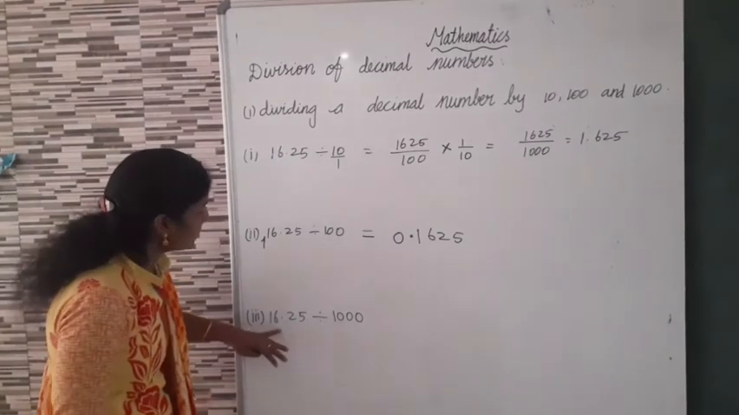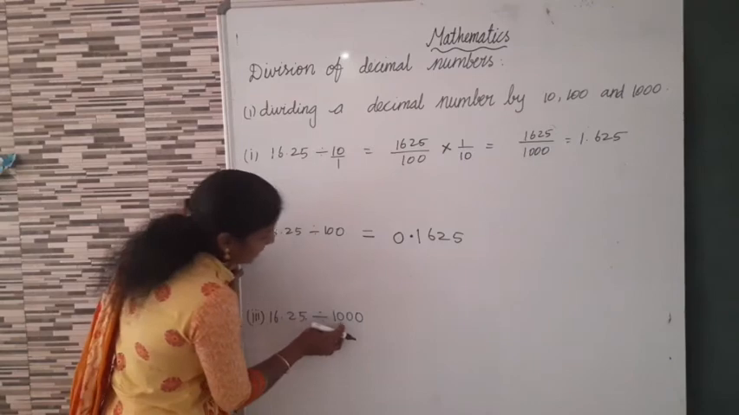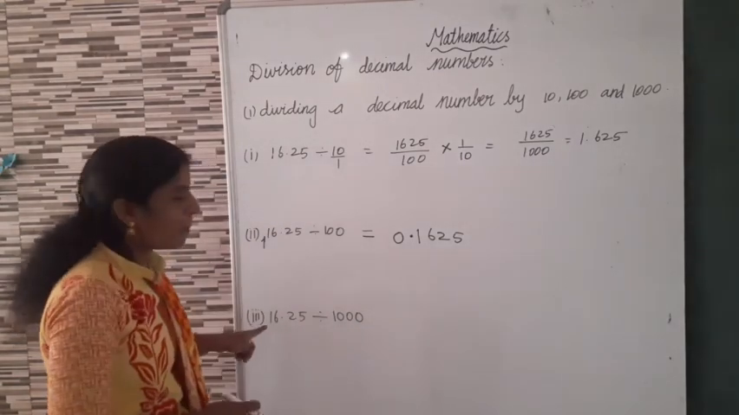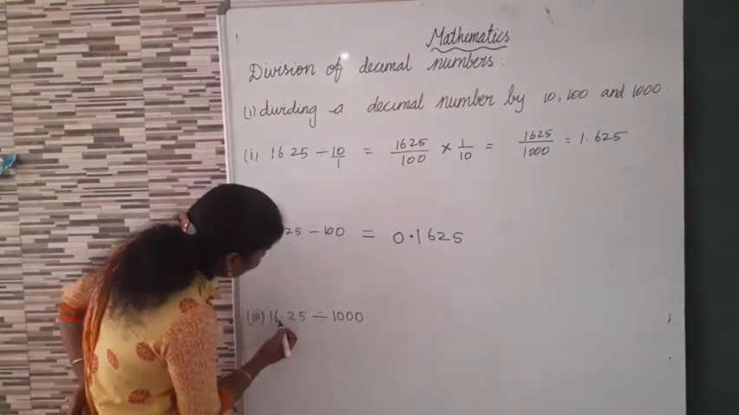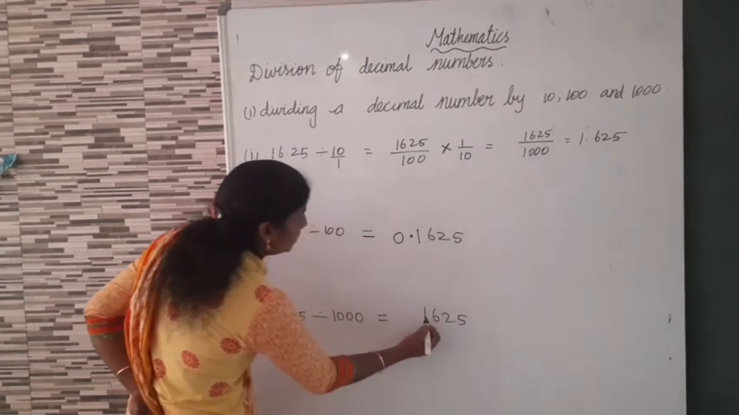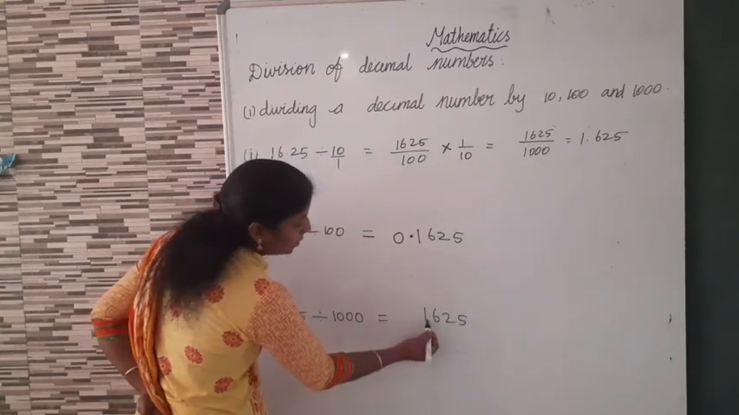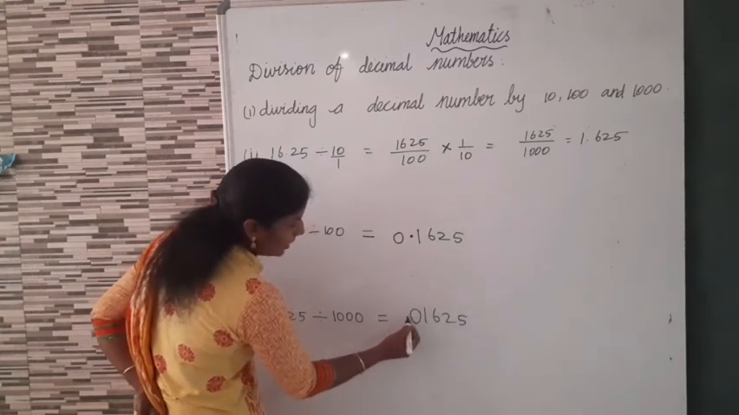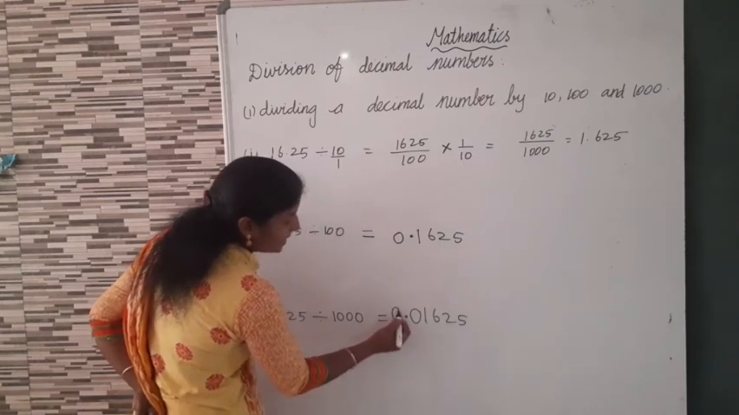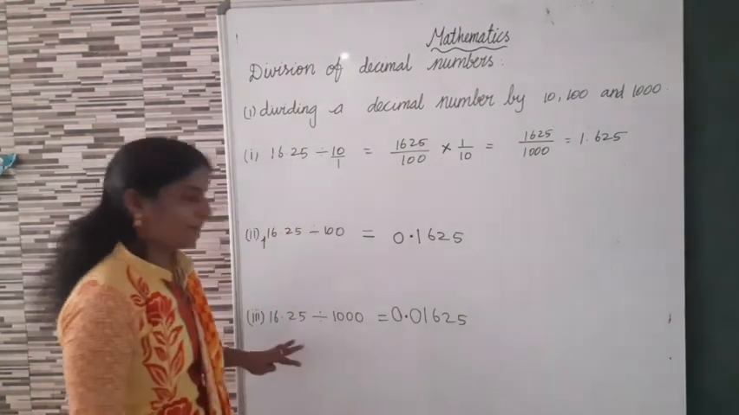Now here 16.25 divided by 1000. 1000 means here 3 0s. So this point will shift to the left by 3 places. Here already we have 2 places. So 1, 6, 2, 5. Now 3 places we want to move. Already we have 2 places. Then the third place we can put 0. Then we can put the decimal point here. Here no number, so we can write 0. 0.01625 is the answer. Clear?